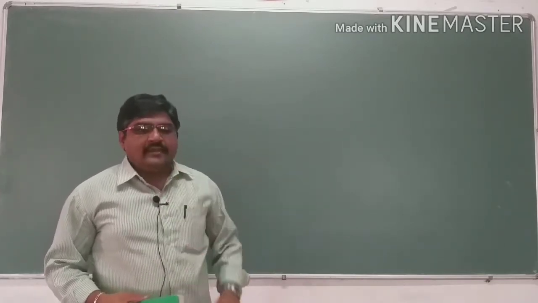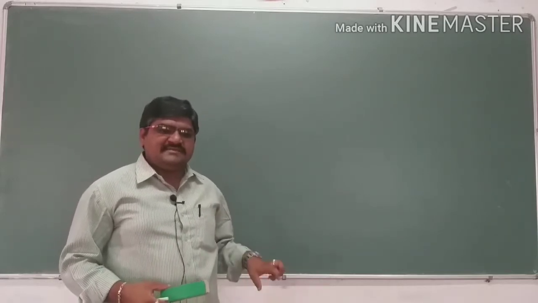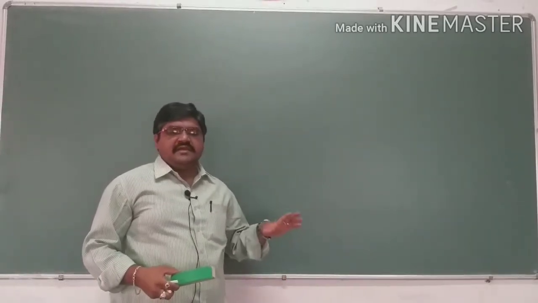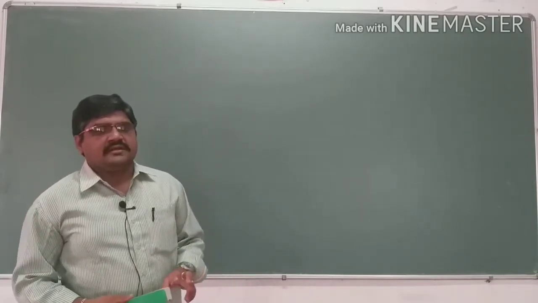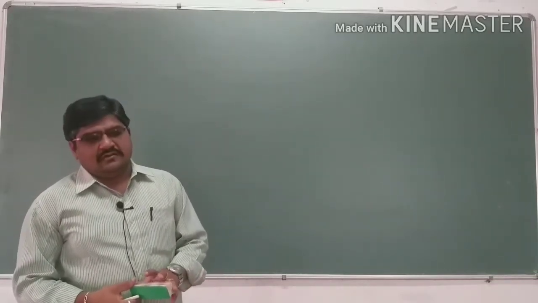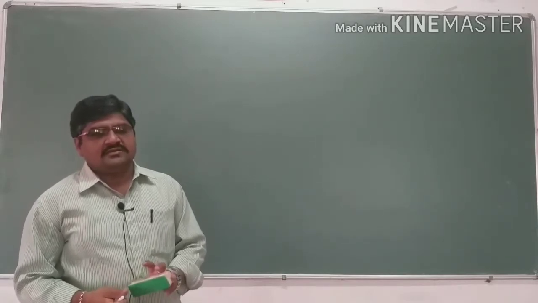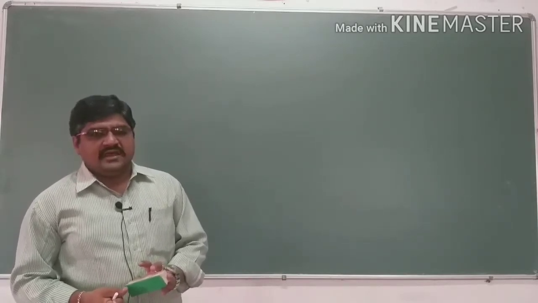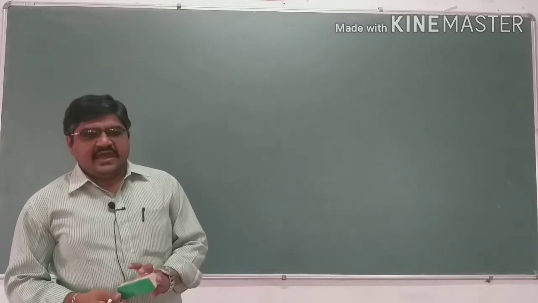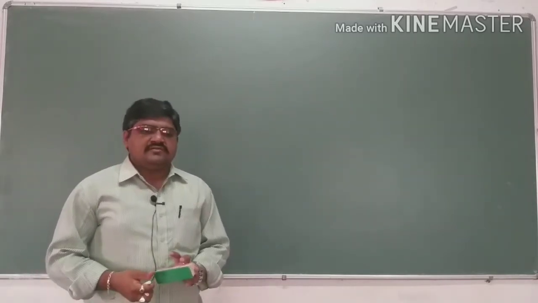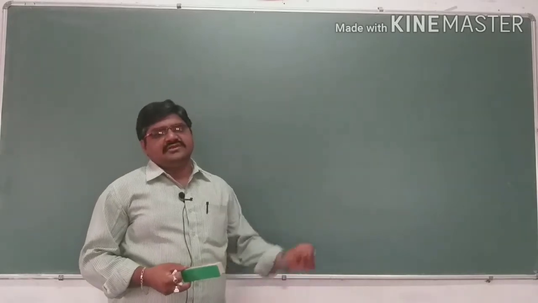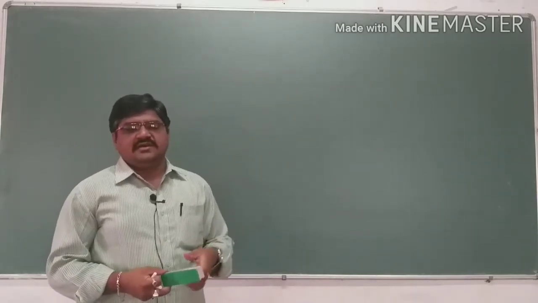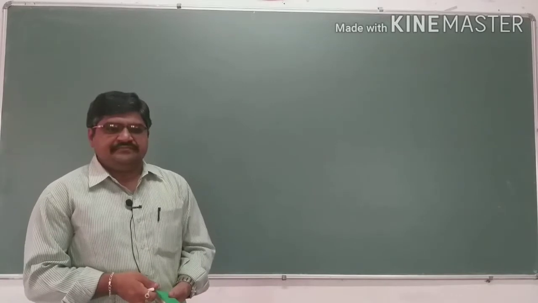In analogous organs, the origin and structure are different, but the function is the same, so we call them analogous organs. Homologous organs are also called divergent evolution, and for analogous organs we use the word convergent evolution. That is what we discussed in the last class.